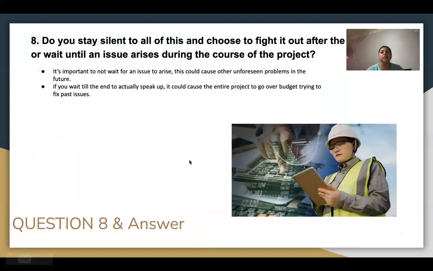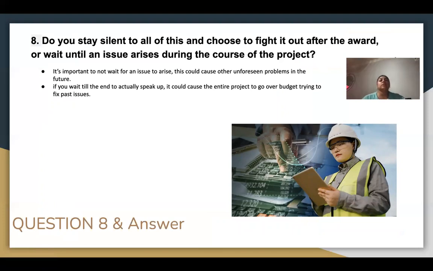And then for 8, do you stay silent to all of this and choose to fight it out after the award, or wait until an issue arises during the course of the project? And we said it's important to not wait for an issue to arise. This could cause other unforeseen problems in the future. If you wait to the end of the project to actually speak up, you're probably going to end up going over budget trying to fix the mistakes that you didn't speak up about, and make it an even longer process.